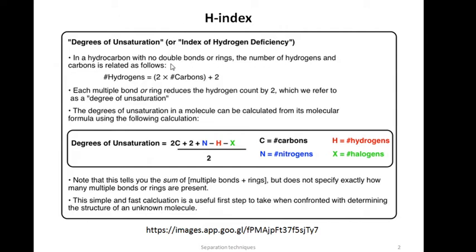So I repeat, H index gives us degrees of unsaturation or index of hydrogen deficiency. In a hydrocarbon with no double bonds or rings, the number of hydrogens and carbons is related as follows: hydrogens is equal to twice carbons plus 2. Each multiple bond or ring reduces the hydrogen count by 2, which we refer to as degree of unsaturation. The degrees of unsaturation in a molecule can be calculated from its molecular formula using the following calculation: degree of unsaturation, that is H index, is equal to (2C + 2 + N - H - X) divided by 2.